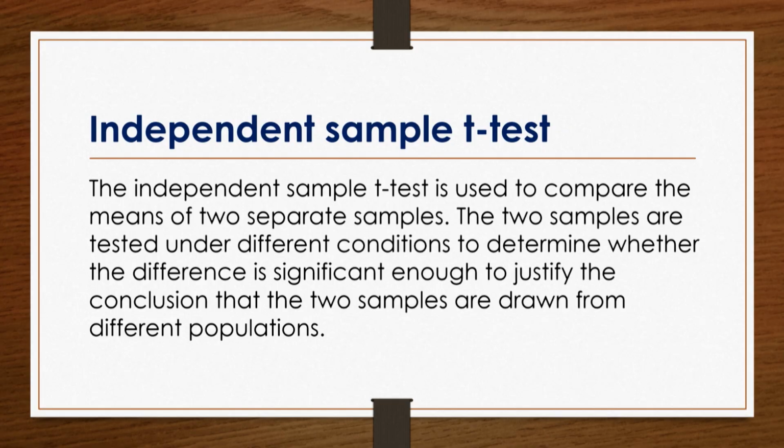Students, in this video, we are going to learn the various properties and specification of inference on testing the difference between two means under heterogeneous population. We are going to learn the independent sample t-test. The independent sample t-test is used to compare the means of two separate samples. The two samples are tested under different conditions to determine whether the difference is significant enough to justify the conclusion that the two samples are drawn from different populations or not.